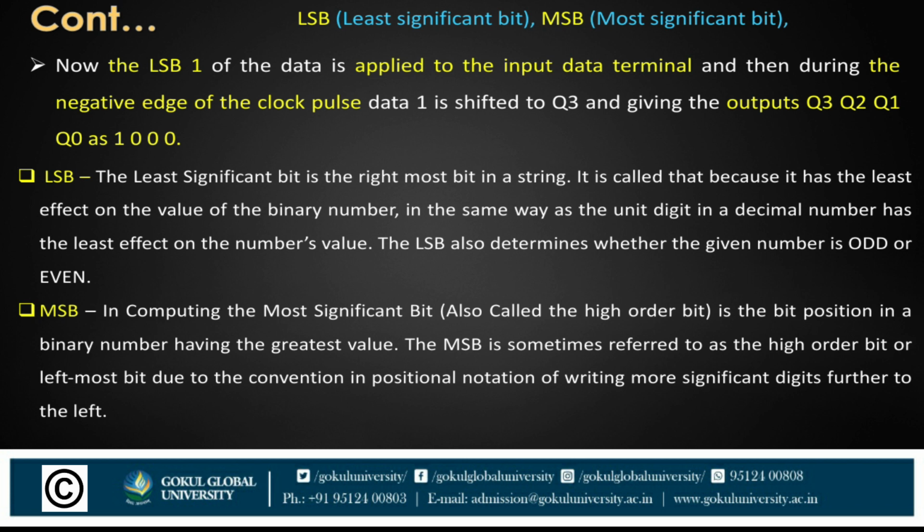LSB means the least significant bit and MSB is the most significant bit. LSB, the least significant bit, is the rightmost bit in a string. It is called that because it has the least effect on the value of the binary number, in the same way as the unit digit in a decimal number has the least effect on the number's value. The LSB also determines whether the given number is odd or even.